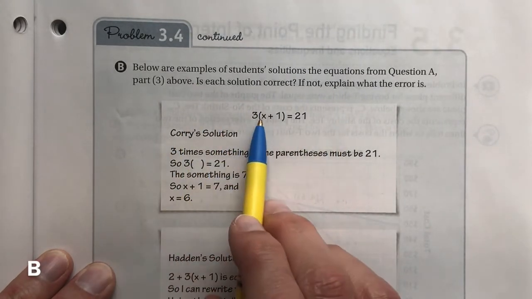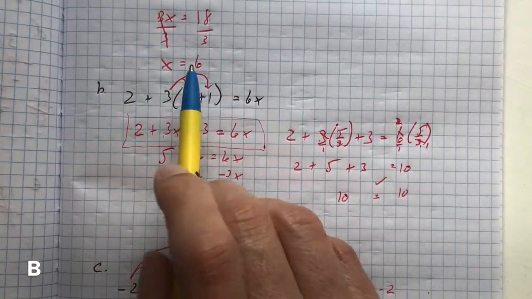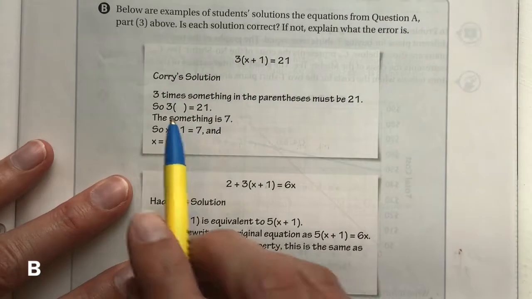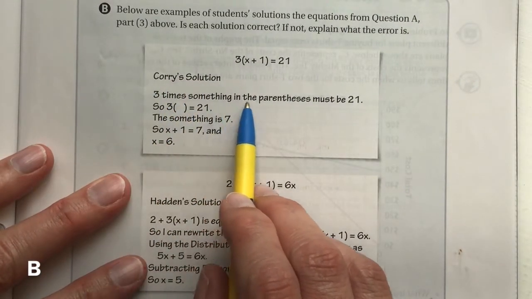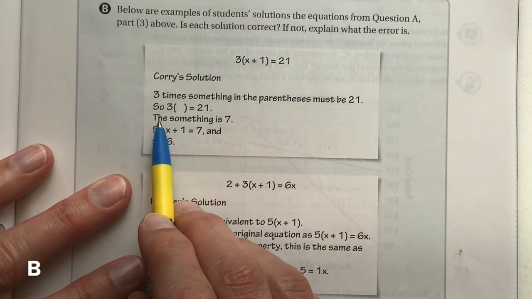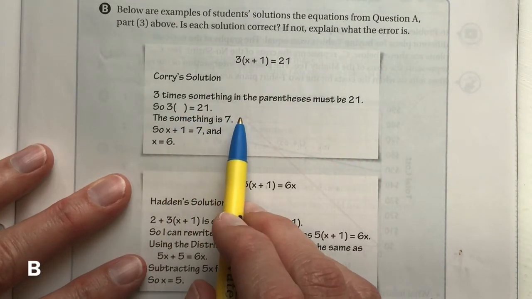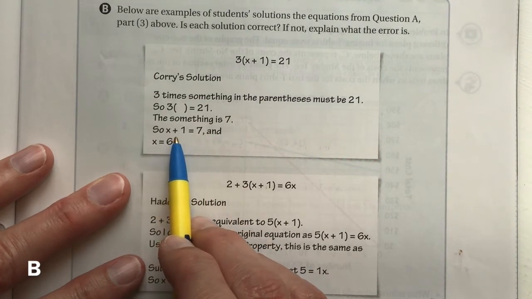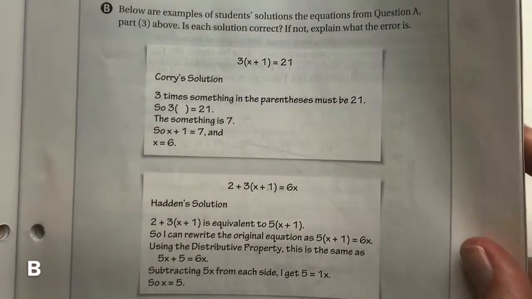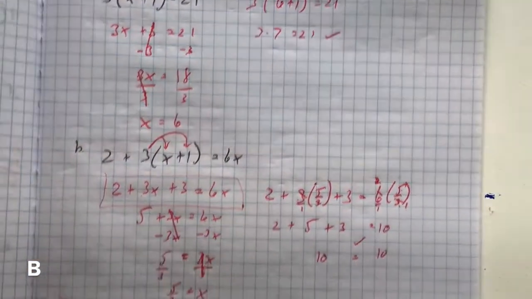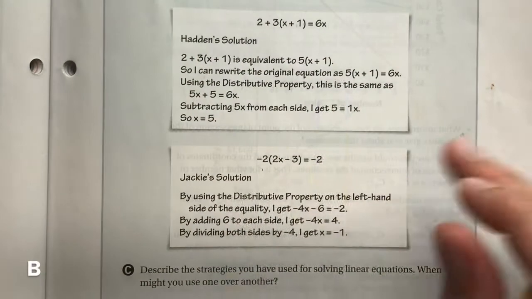Here we go. So Corey's solution. He has number 3A. If you recall, when we did that, we already knew the answer here was going to be 6. So let's take a look to see what we get for that. He says 3 times something in parentheses must be 21. So 3 times that something is going to be 21. Well, that something is 7, because we know 3 times 7 is 21. So then if I've got x plus 1 equals 7, that means that x has to be 6. I agree with that. We saw that here in our work. It's a different way of looking at it, but it does have x equals 6. So I agree.